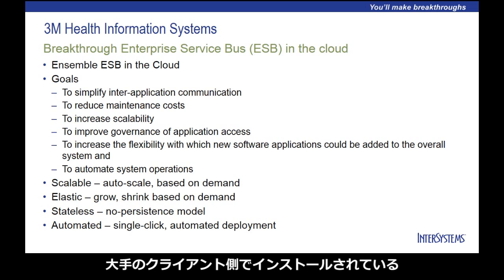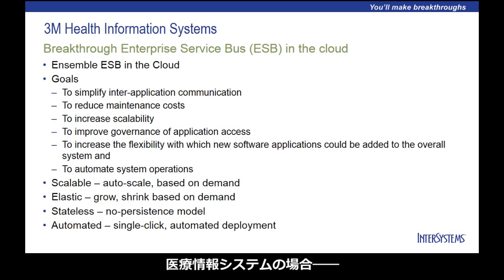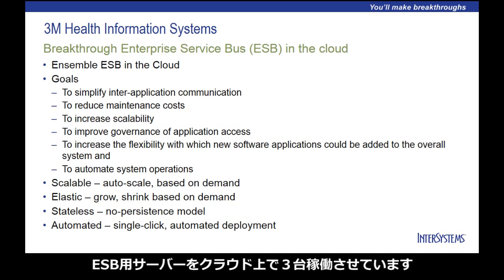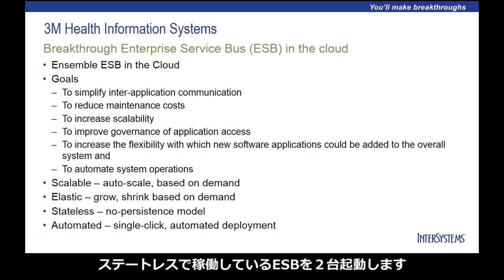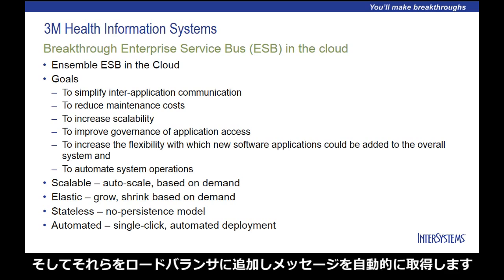Basically, they have a system where, let's say, a particular health information system that's installed at a large client has 3 enterprise service bus servers running in the cloud. And they detect automatically whether the overall capacity for these 3 systems is exceeding a certain threshold. Let's say the CPU is 70% or higher. Automatically, the infrastructure will launch another 1 or 2 enterprise service buses, completely stateless, and add them into the load balancer mix and automatically get messages.